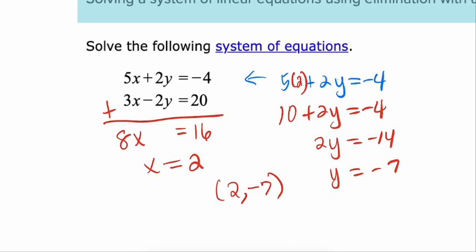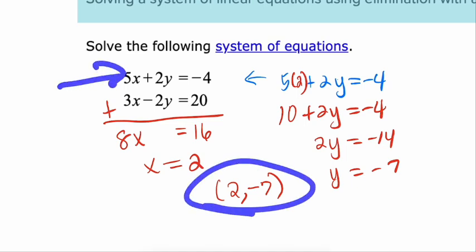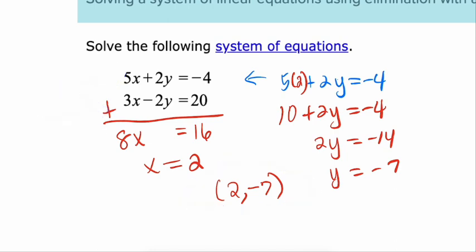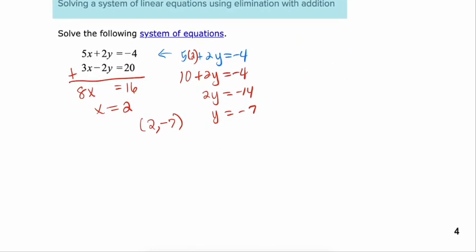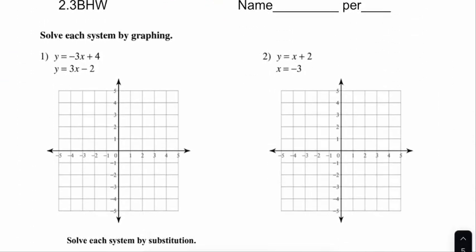Oh, yeah. A great thing about this is you can check the algebra a few different ways. If you plug this point into both equations, you should get a true statement. You could also plug both equations into Desmos and check, did I really hit the point 2, negative 7? Okay, we good? Okay.